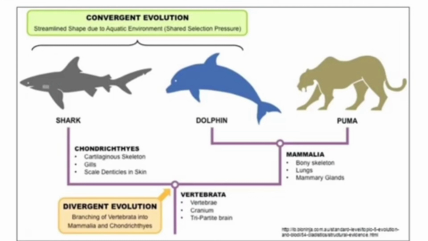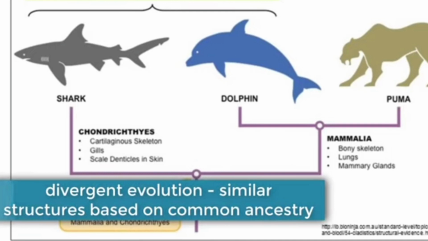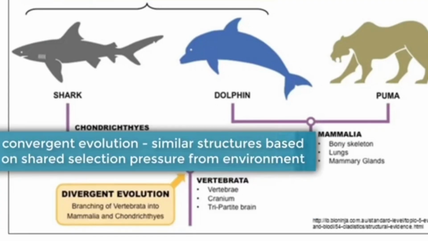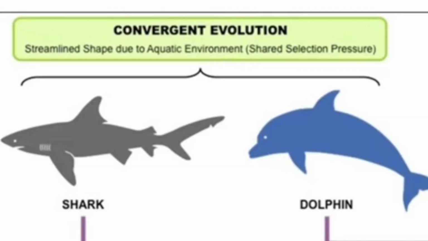This can happen because of two different types of evolution. Divergent evolution shows structural similarities based on common ancestry, whereas convergent evolution shows similar characteristics because of selective pressures in the environment. Take a look at the shark and the dolphin. They have similar structures, not because they are closely related, but because they live in similar aquatic environments, where similar structures are selected for because this selective pressure dictates the similarities. So we can say this is due to convergent evolution.